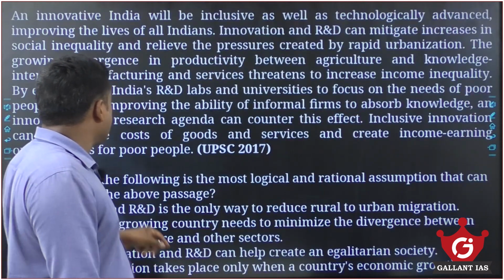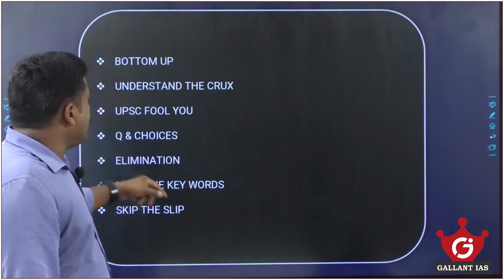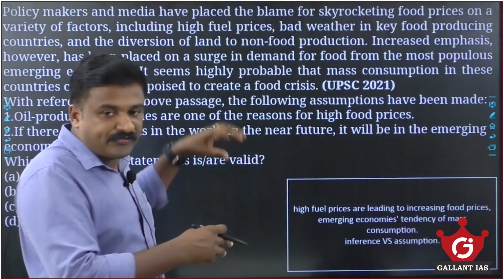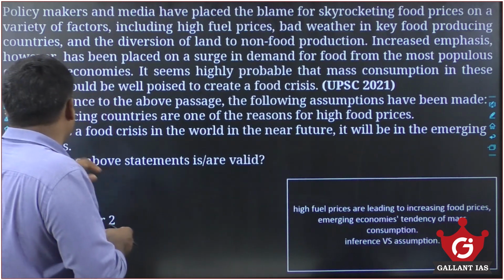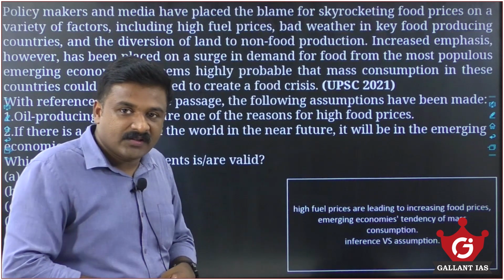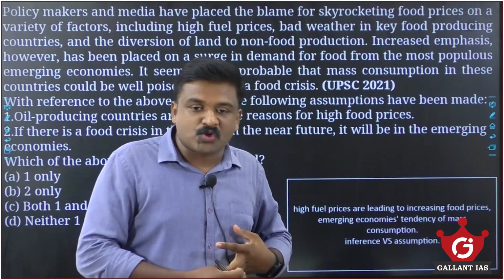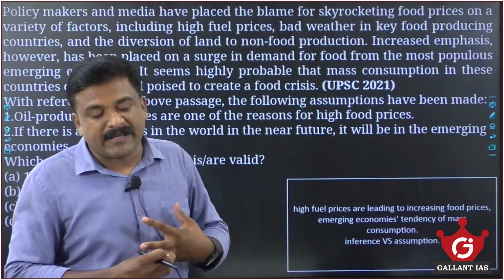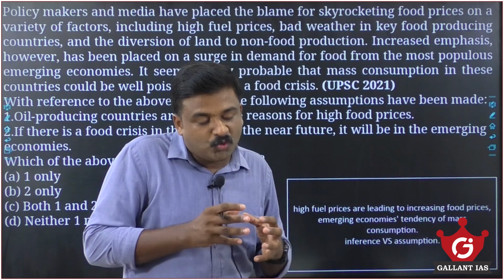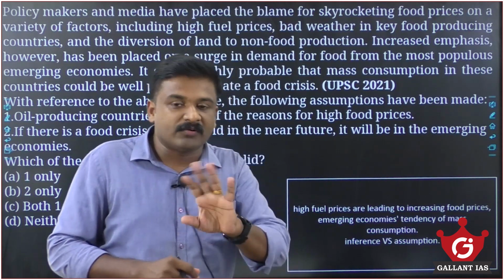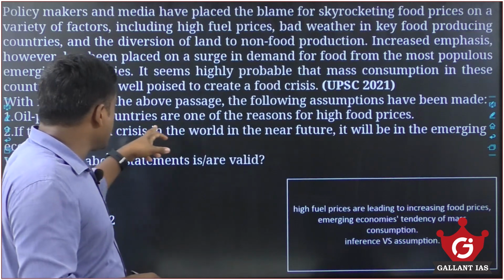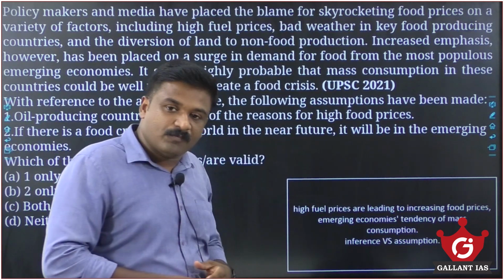Now coming to this, they are asking for the assumption being made out of this passage. See, the first one is: oil producing countries are one of the reasons for high food prices. The biggest problem with the aspirants is, they think too much while solving the passages. That is the biggest headache. Don't think too much. There is no need for too much reading between the lines here. Simply understand what they say. Oil producing countries are one of the reasons for high food prices.